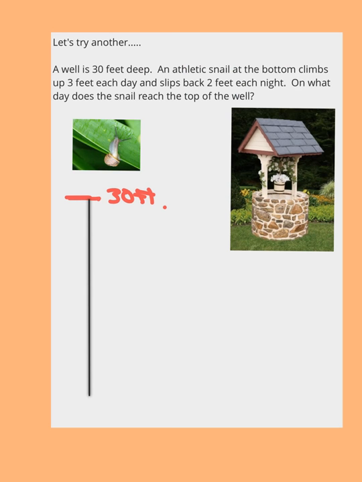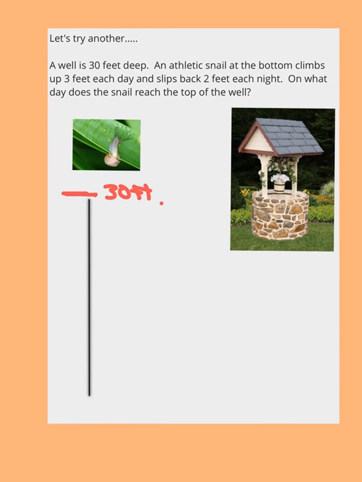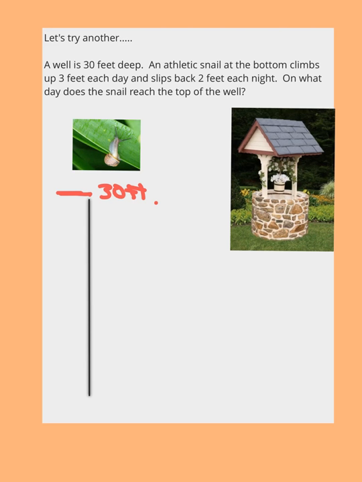All right, we're going to try another problem. This time we're going to be looking at a snail that's trying to climb out of a well that is 30 feet deep. The information that we are given is that the snail can climb up 3 feet each day, and at night the snail slides back 2 feet. What day does the snail reach the top of the well?